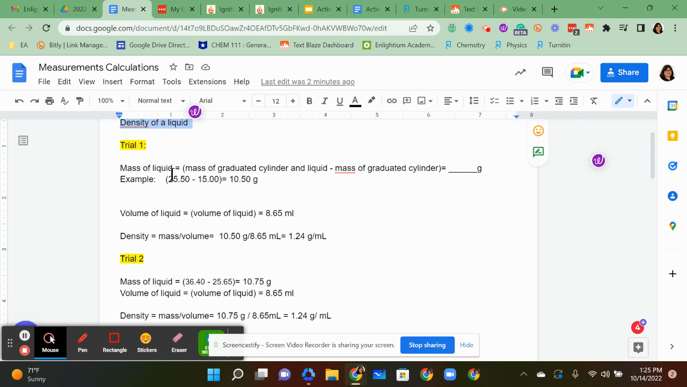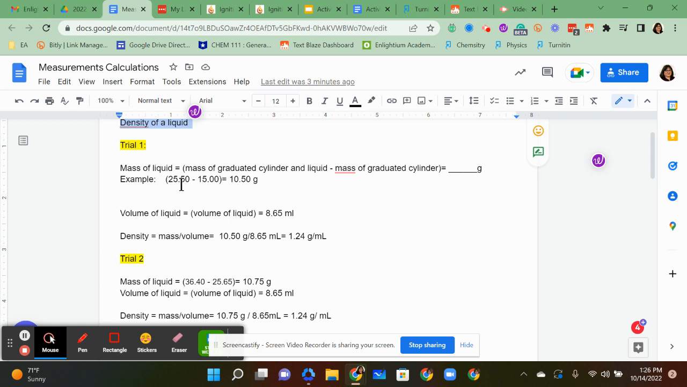For example, the first one, density of the liquid. How do you calculate the mass of the liquid? You take the mass of the graduated cylinder and liquid minus the mass of the graduated cylinder. The answer should be in grams because we're talking about mass. And then I give you an example. Okay, pay attention to this.